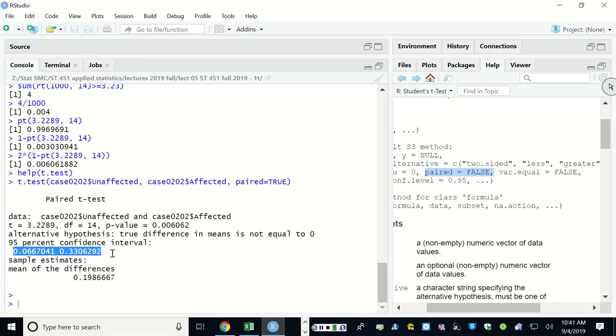So we're 95% confident that the average difference in this cubic brain volume is between 0.067 and 0.331 cubic centimeters. So even though it's a small sample, we have an interval. It's kind of wide, but not too wide, and it's very informative because it doesn't include zero. Our hypothesis that it was zero is rejected.